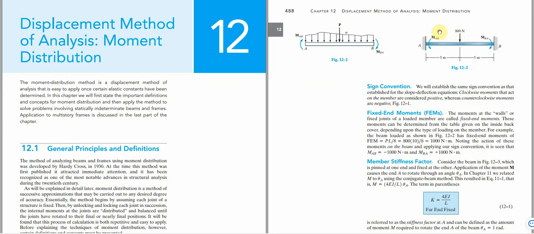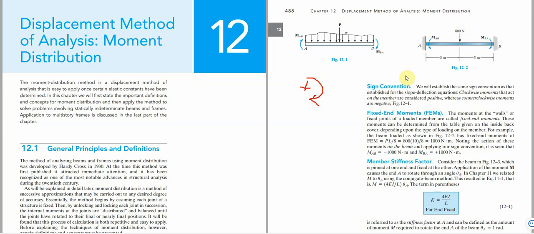The first thing we're going to do when we're treating the moment distribution method is to have our sign convention. This sign convention helps us know the direction I want to follow. For the moment distribution method, we assume that clockwise moments that act on the member are positive. That is, when we are considering moments in this direction, they are positive. So once this is noted, we'll proceed to the next agenda, which is fixed end moments.